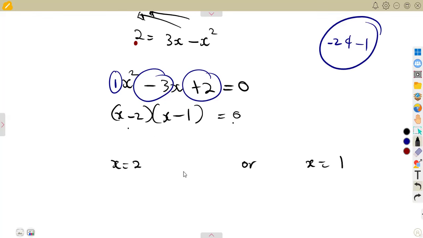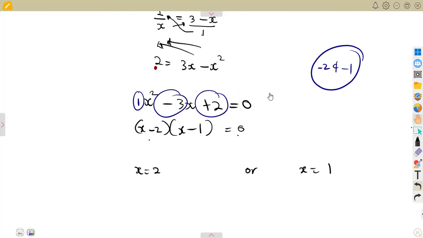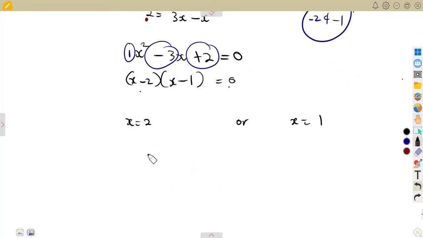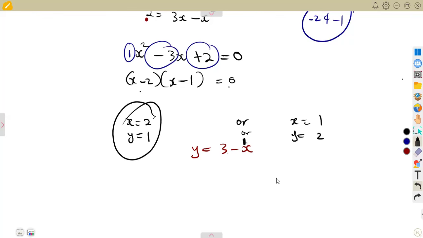So at the point of intersection, remember, these two graphs are equal. So if x is 2, you can substitute into any of these equations. y is equal to 3 minus x. If x is 2, y is going to be 1. If x is 1, we substitute 1 here, y is going to be 3 minus 1, which is 2. So that's the point of intersection. When x is 2, y is 1. And the other point, when x is 1, y is 2.